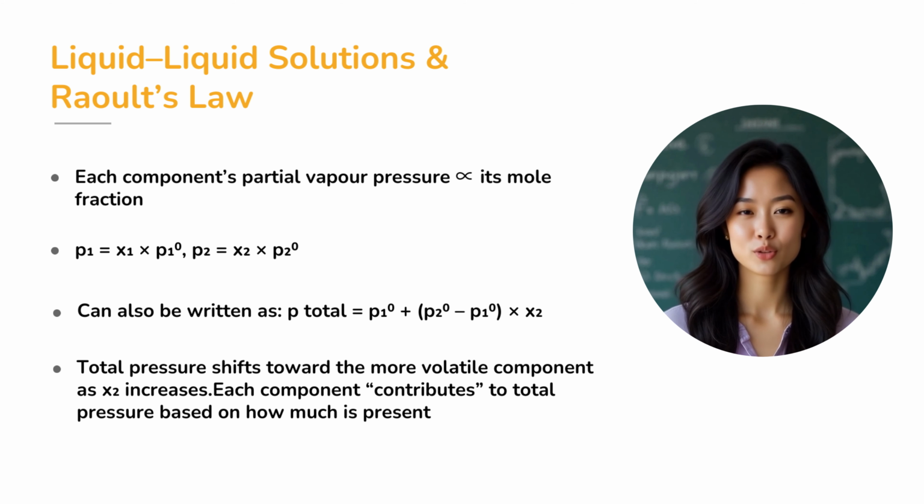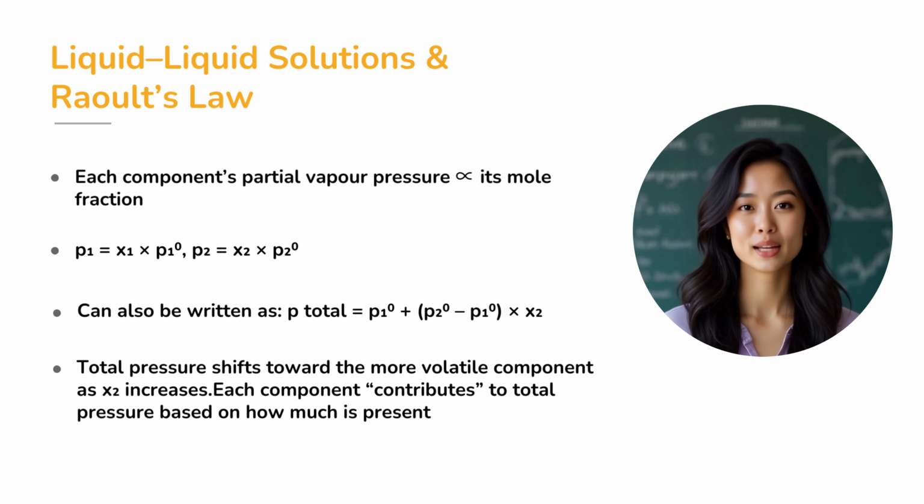This means if you know the mole fractions and the pure component vapor pressures, you can calculate how much each component contributes to the overall vapor pressure of the solution. To find the total vapor pressure of the solution, we add the partial pressures of both components. This gives us P total equals P1 plus P2. Now substitute the values from Raoult's law. P total equals X1 times P1 naught plus X2 times P2 naught.